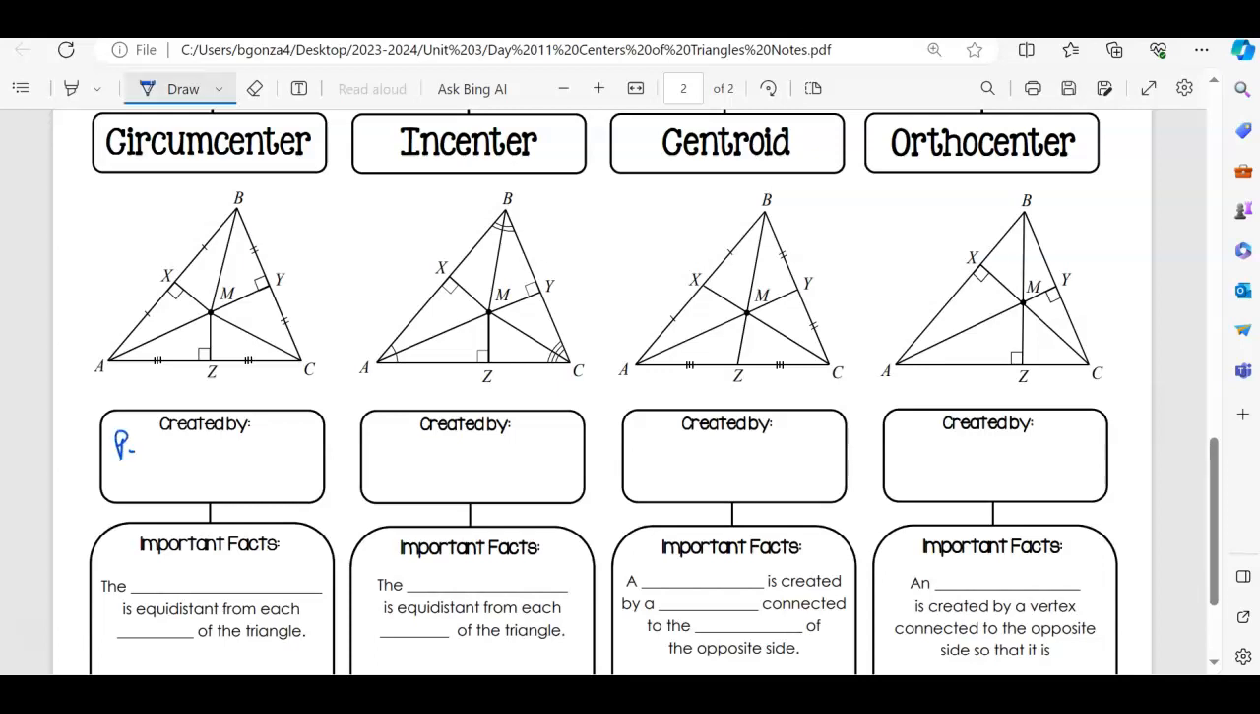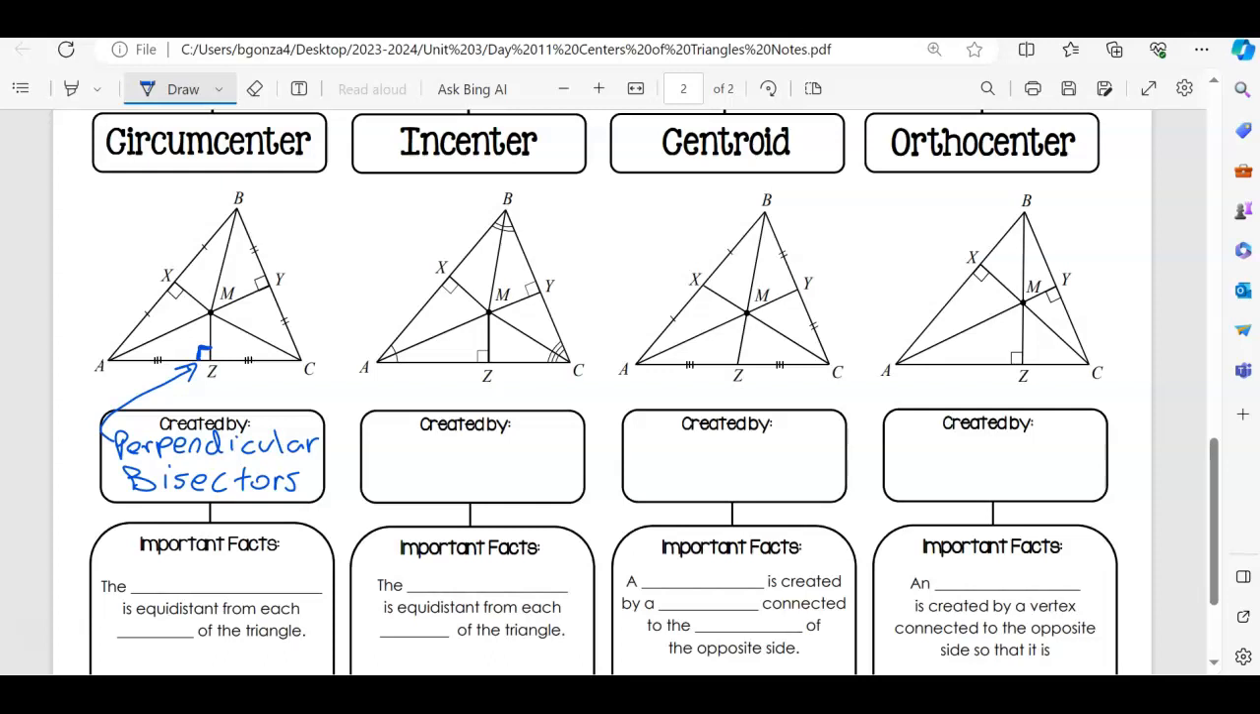Write that down, perpendicular bisectors. Now, what do I mean by perpendicular bisectors? Do you see this segment MZ? Is it perpendicular? Do you see this little right angle symbol? That's what I mean by perpendicular. And then bisector cuts it in half, and you're going to see those tick marks.